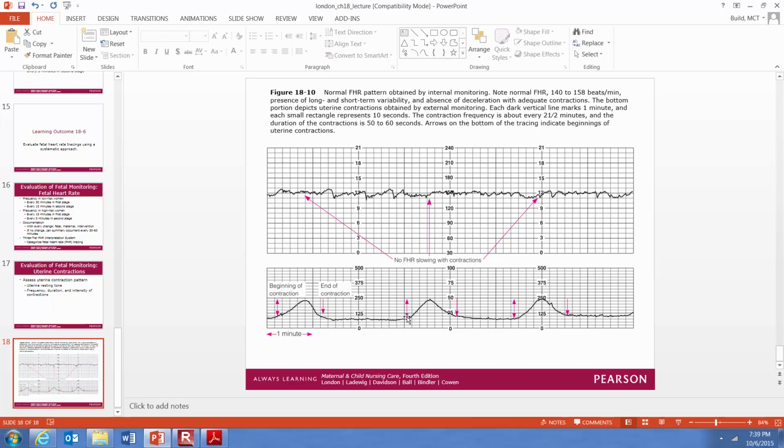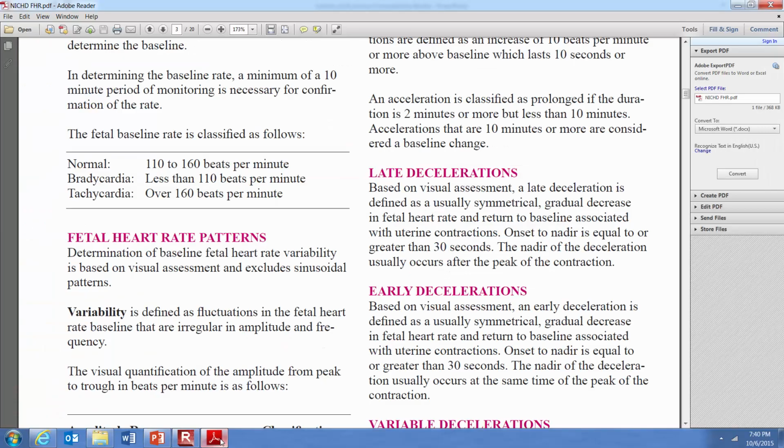So the contraction already starts. It already rises to its highest, most intense part up here at its peak, and that's when the late deceleration starts. Okay? And then it's going down, the contraction is ending, and then after the contraction ends, the late deceleration returns to the baseline. So it's late in relation to the contraction. Okay? That's bad. That's uteroplacental insufficiency, and you want to help this baby.